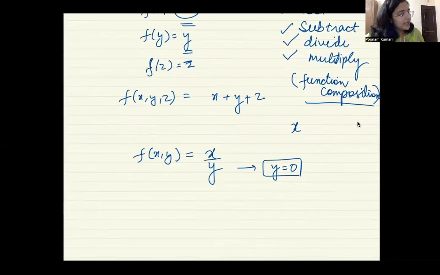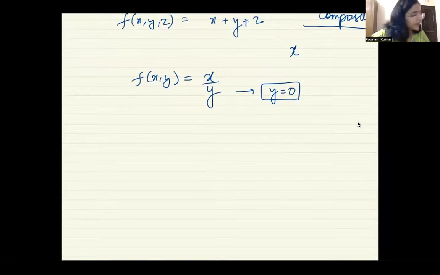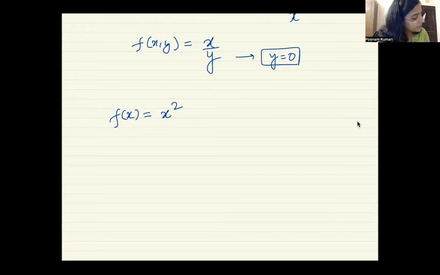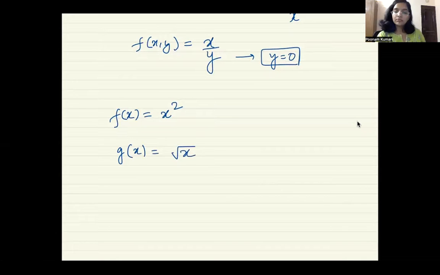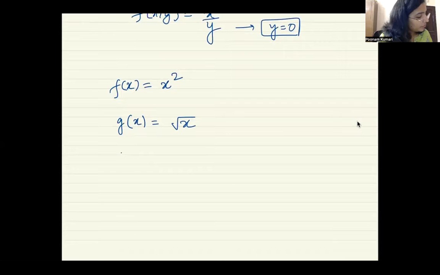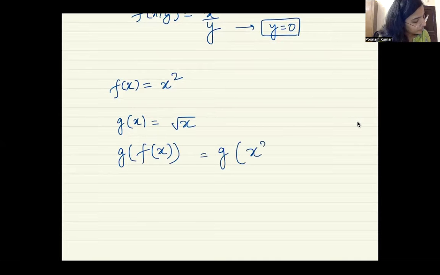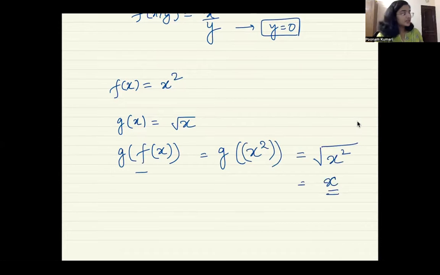Similarly, functional composition means, let's say my function f of x is x squared, and my function g of x is, let's say, under root x. Then I want to do g of f of x, that means I want to do g of x squared, and that is equal to under root of x squared, that means this is x. This is called functional composition.